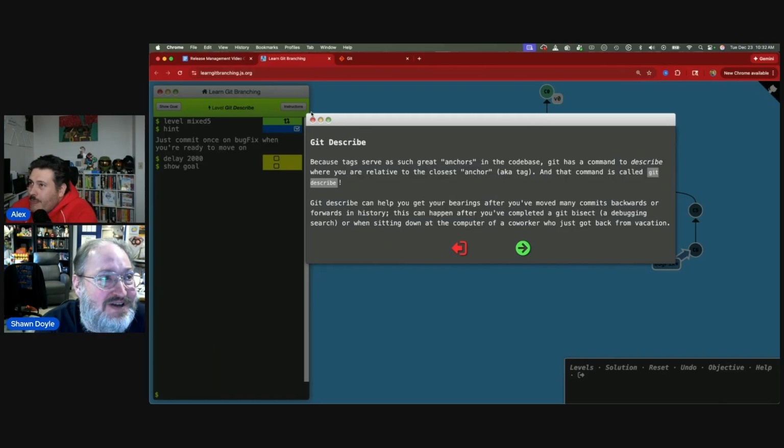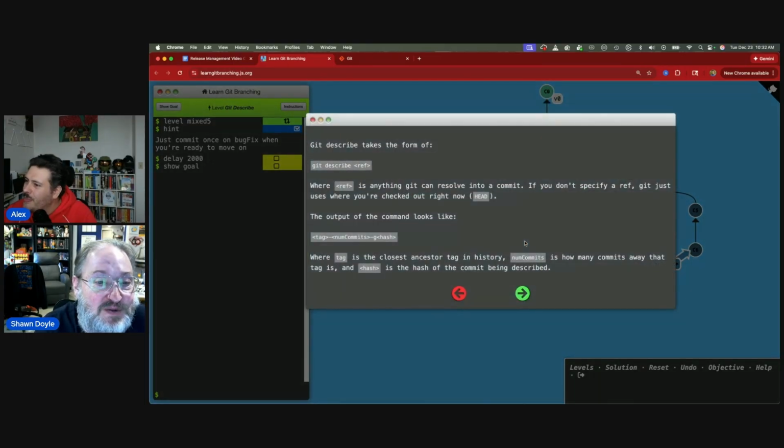Git describe. Let's see. Because tags serve as great anchors, Git has a command to describe where you are relative to the closest anchor, and the command is called git describe. So git describe helps you with your bearings after you've moved many commits backwards or forwards in the history. This can happen after you've completed a git bisect, which we haven't talked about yet, or when sitting down at the computer of a coworker who just got back from vacation.